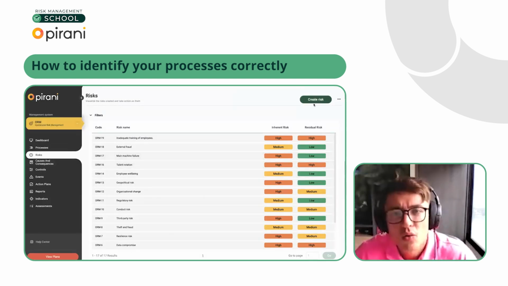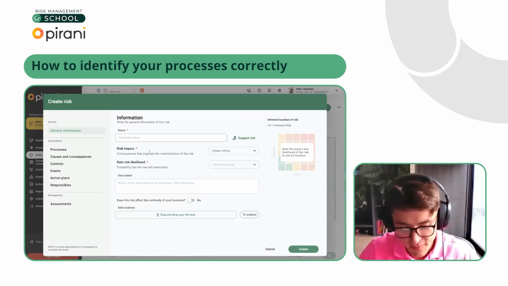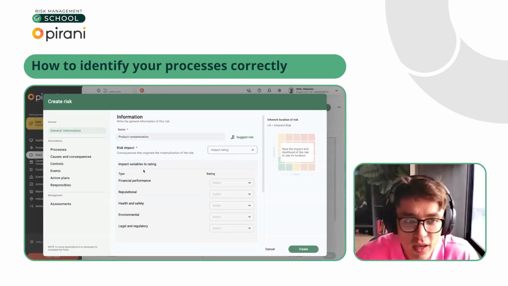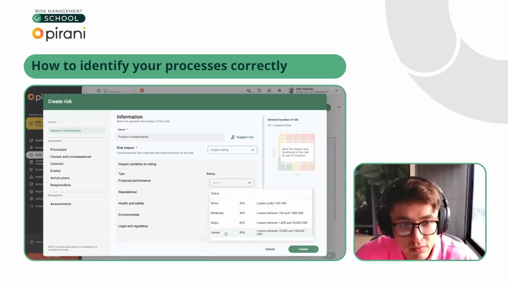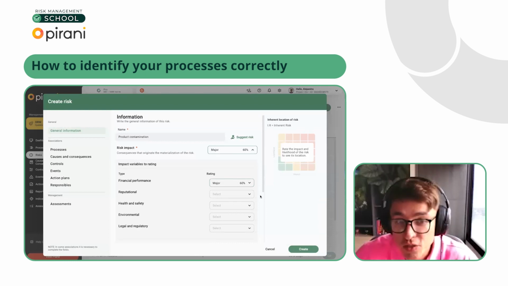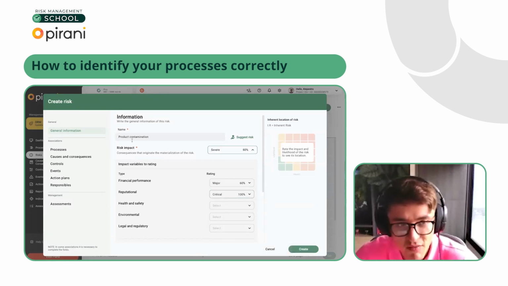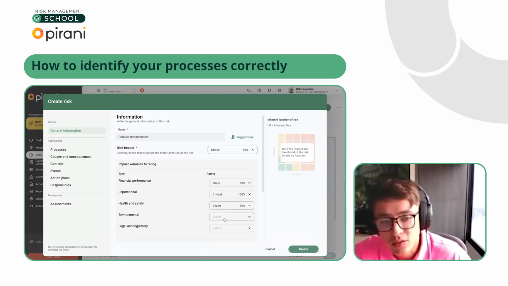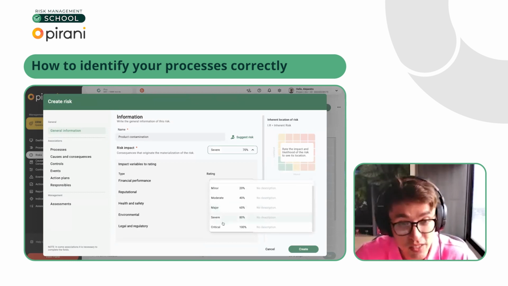So once we have that, if we're going to create a different risk, for instance, product contamination, as we can see, we can rate the impact not only with the direct approach. What would be the financial impact if I have a contamination in a product? Maybe it will be major. What would be the reputational impact? Maybe it will be critical. Remember that we haven't put a description, but you can describe what a critical impact would be if you have a product contamination. What will be the health and safety impact? Maybe severe. What will be the environmental impact of a product contamination? Maybe moderate. And the legal and regulatory? Maybe critical.